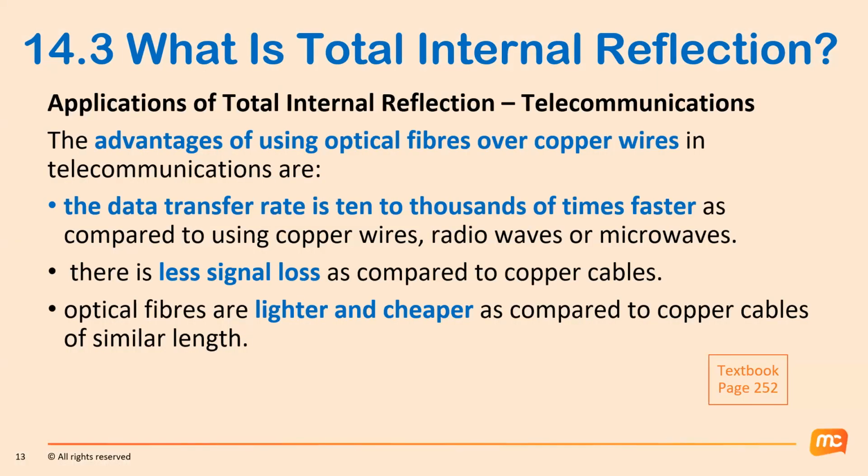So some of the advantages over copper wires are that the data transfer rate is very, very fast when you use optical fiber, and there is very little signal loss as compared to copper cables. And of course, they are lighter than copper, because they're usually made of just plastic or glass. They are lighter than copper cables, and they are cheaper as well.